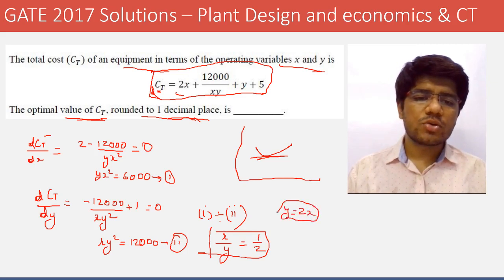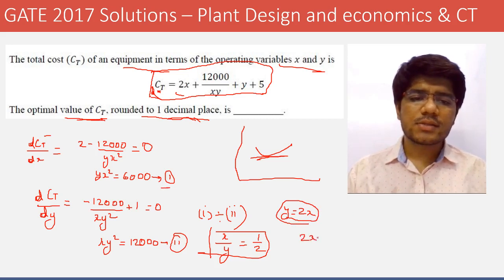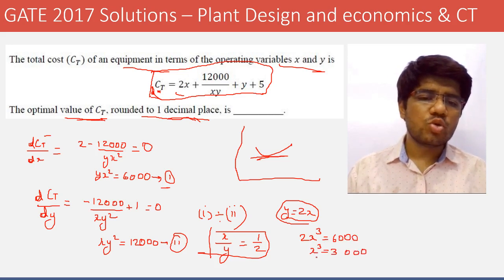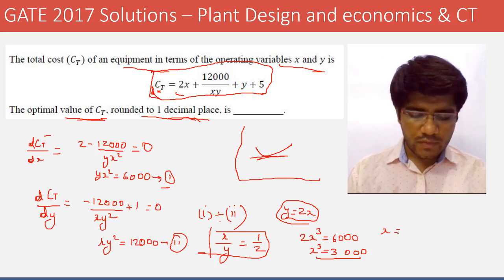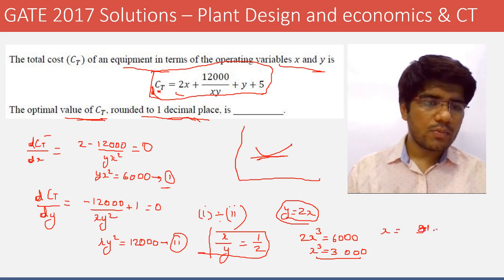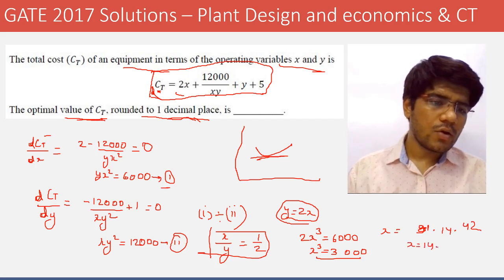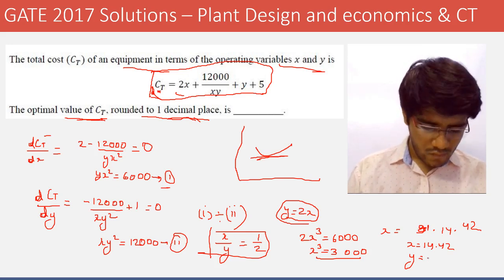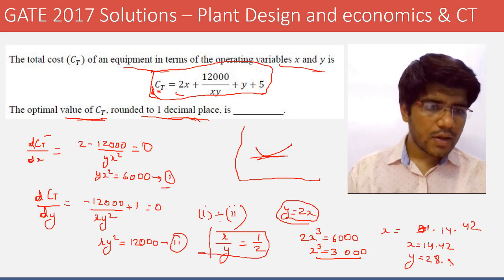Now let us substitute y equals 2x in equation number 1. What we get is 2x cube equals 6000, or x cube equals 3000. On taking the cube root, we get x equals 14.42. So x is equal to 14.42, and on keeping this x here, we get y equals 28.84.